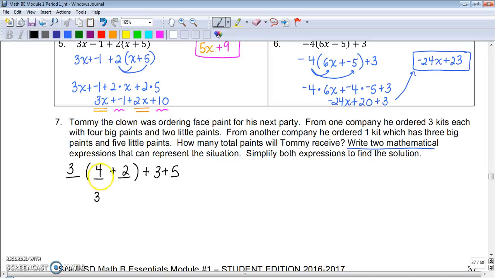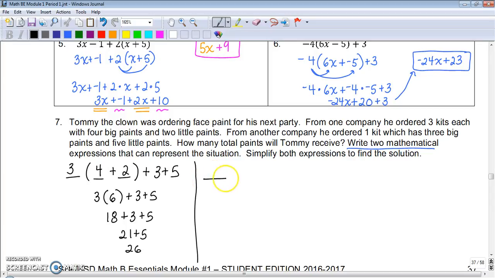Let's simplify this. 4 plus 2 is 6, plus 3, plus 5, following order of operations. We multiply, 3 times 6 is 18, and we get 26. The other way to do it is without the grouping symbol.